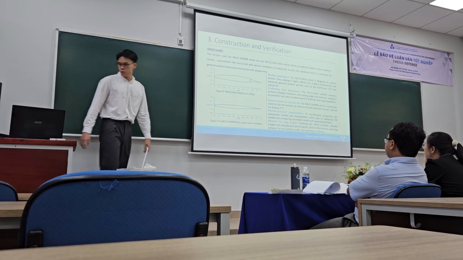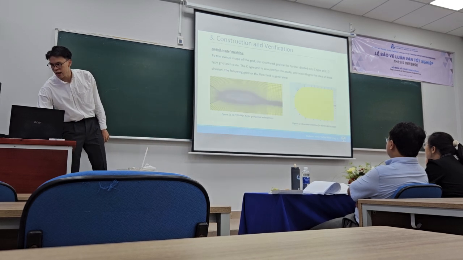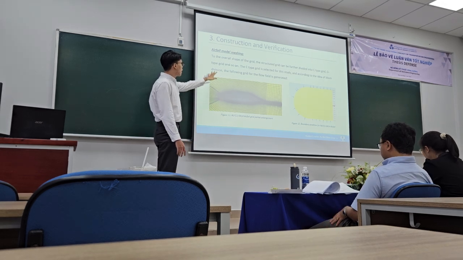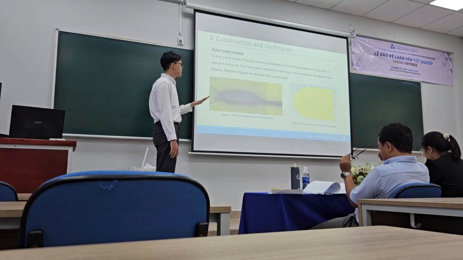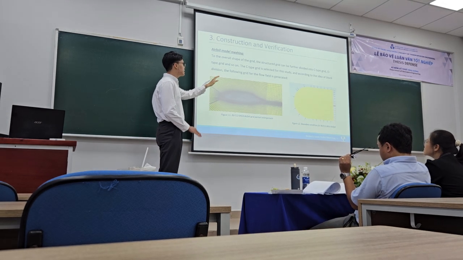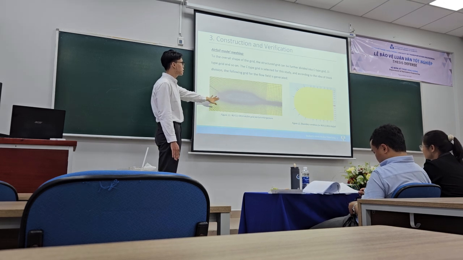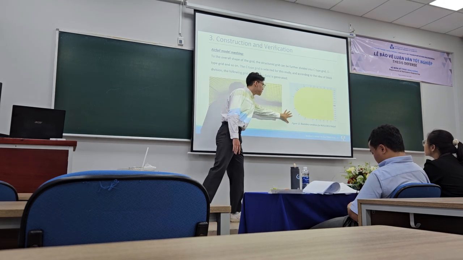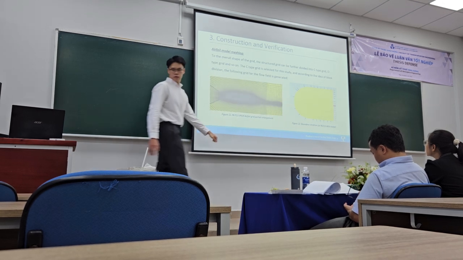And next, we will come to the first case, the 2D case. For 2D, we have two kinds of grid, O grid and C grid. But we selected the C-type grid for this study, and we divided the mesh surrounding the airfoil, and this is the boundary condition for airflow.